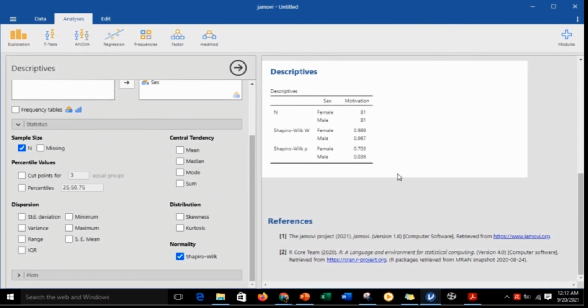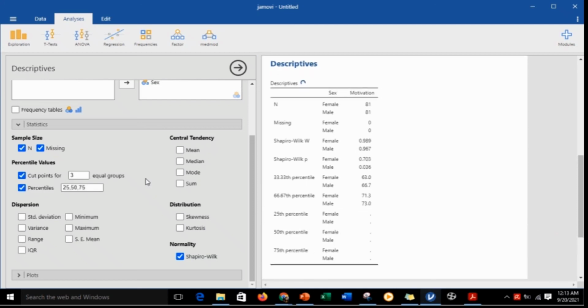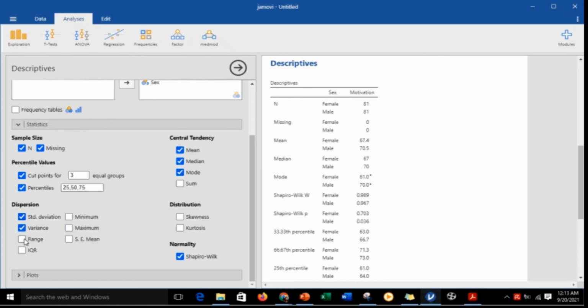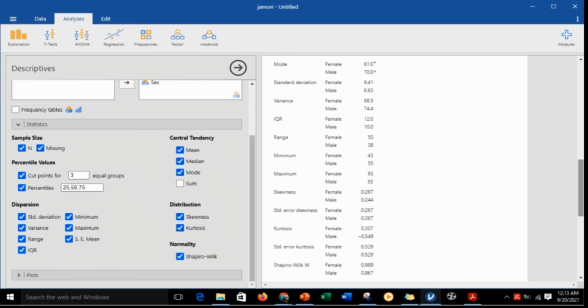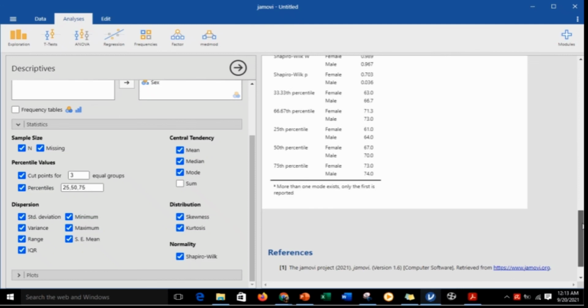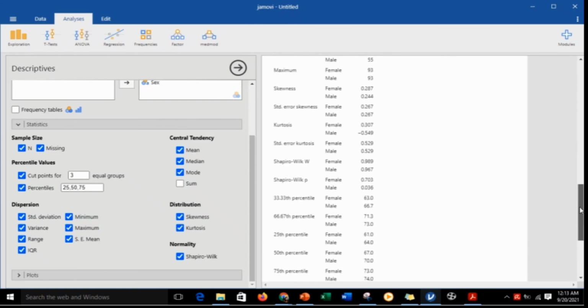What will happen if we click everything? So let's see. So this is what you will see. Make sure that when you're running descriptive statistics, it's clear to you what you'll only need.